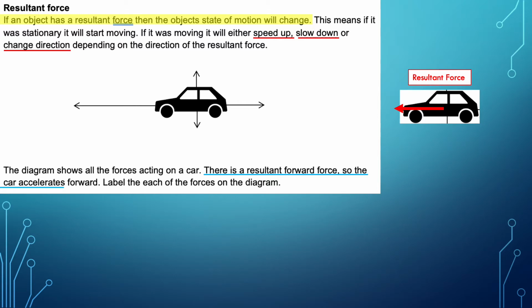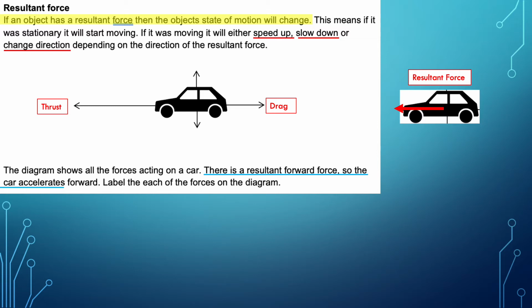So the last sentence on this section here says, label each of the forces on the diagram. So we're going to start with the left and the right one first, because this one should be the most straightforward one. So you have your thrust and your drag. And drag can also be replaced with air resistance if you wanted to use air resistance. Drag is just a shorter word, so I thought that would be easier for you guys.